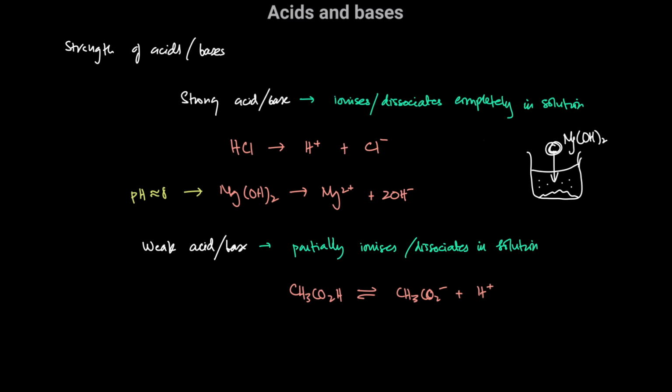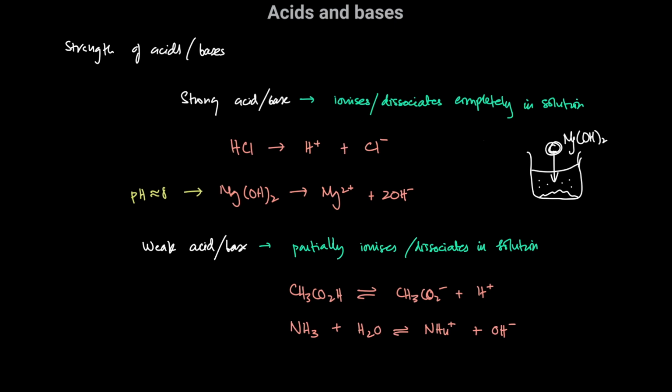Same thing with ammonia. Ammonia is a weak base. It's very soluble in water because it can form hydrogen bonds with water, but a very small percentage of the molecules that dissolve actually end up accepting a proton. So a very small fraction of them actually ionize to form ammonium ions and hydroxide ions.